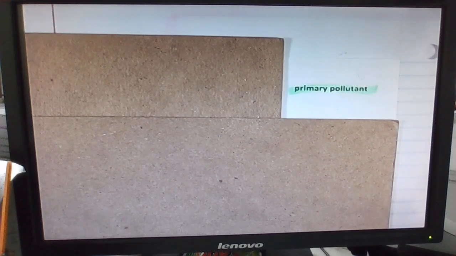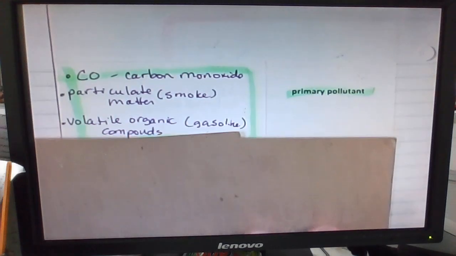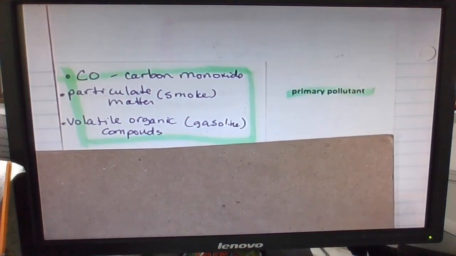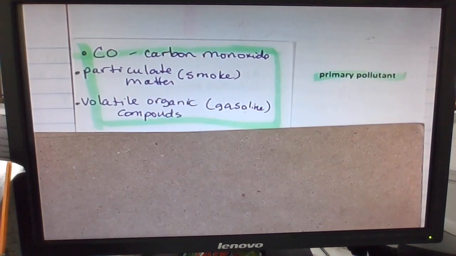Pollutant that is put directly into the air by human activity. And we say air, but it could be into the soil, into the water as well. So primary pollutant is usually kind of a basic thing. A lot of times primary pollutants are going to be things like carbon monoxide. Capital C, capital O represents carbon monoxide.